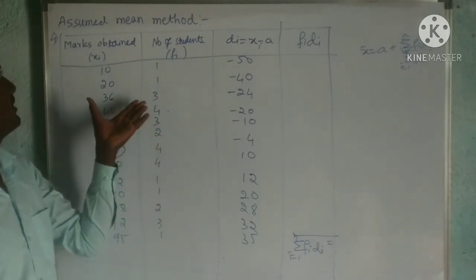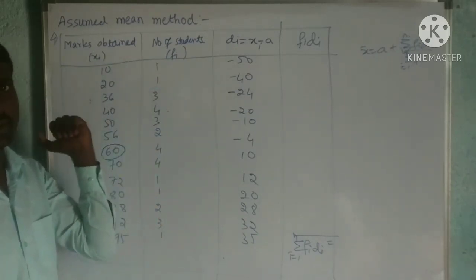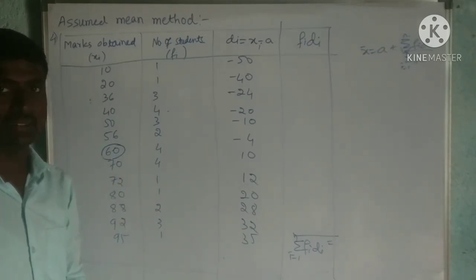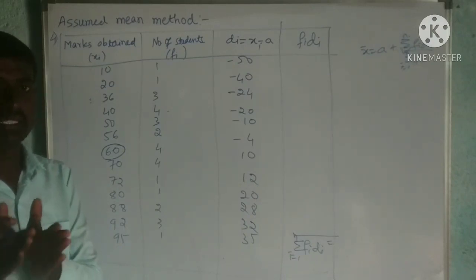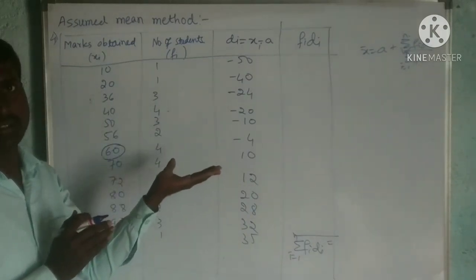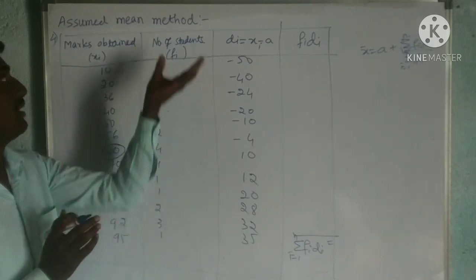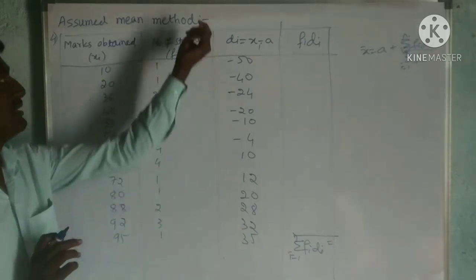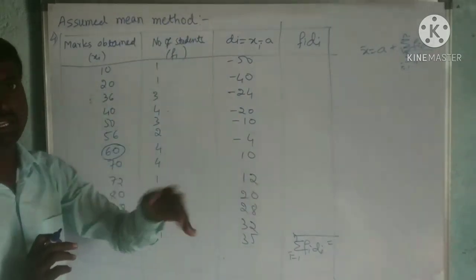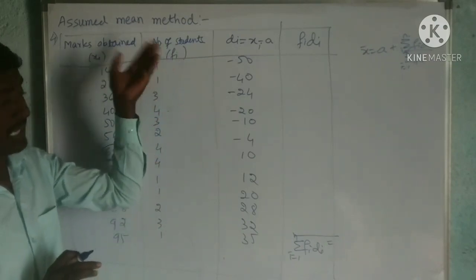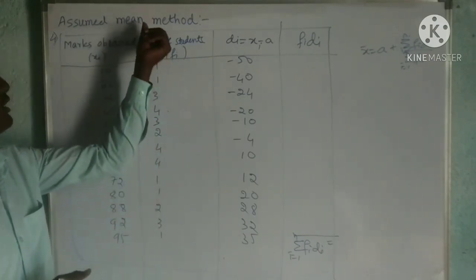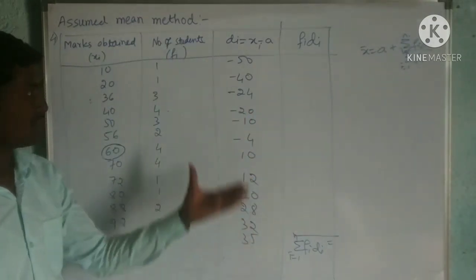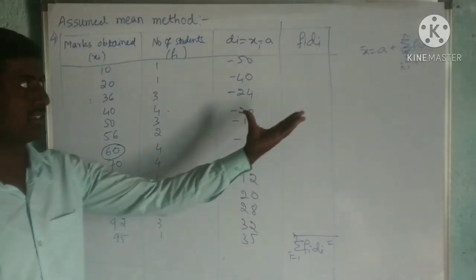This is example number 1 only. The next method is the step deviation method. That is much simpler than the assumed mean method. Why did this method come? To get easier steps than the direct method, the assumed mean method came. The step deviation method is even easier than the assumed mean method. I will explain that method in the next class. So today you solve this and send the solution to me.